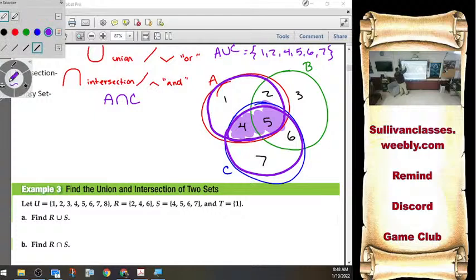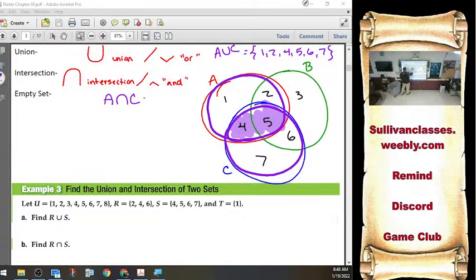You want to go to the basketball game? Mom says, cool, you got to wash the dishes and clean your room. Those are the only two ways that this happens. Because if I pick 1, 2, or 7, they might be in A, they might be in C, but they're not in both.